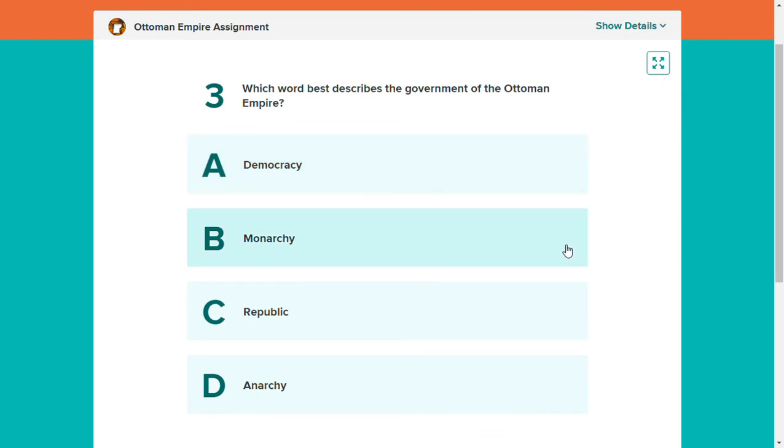Which word best describes the government of the Ottoman Empire? Was it a democracy, a monarchy, a republic, or anarchy? Well, think about it. I talked about sultans being their rulers. It was one person who was essentially in charge. That would be closest to a monarchy.